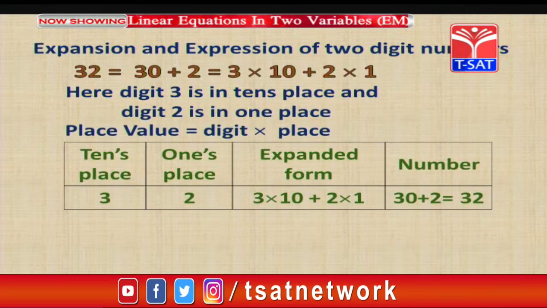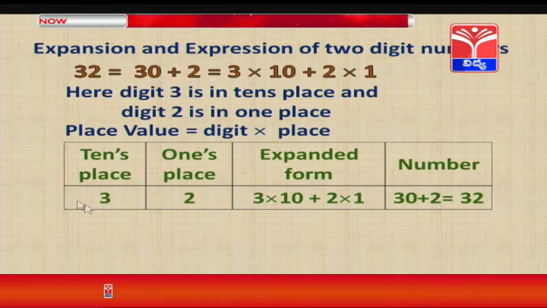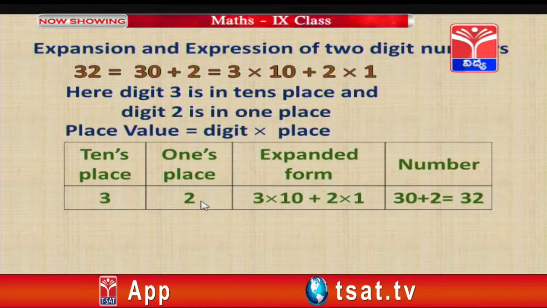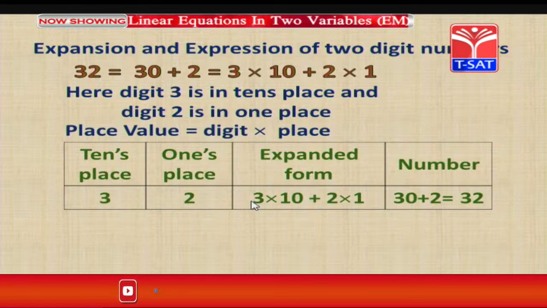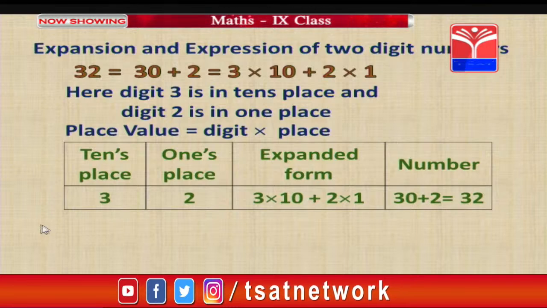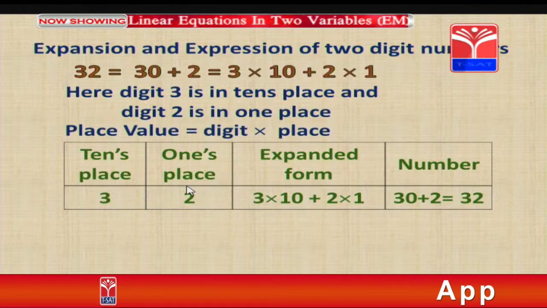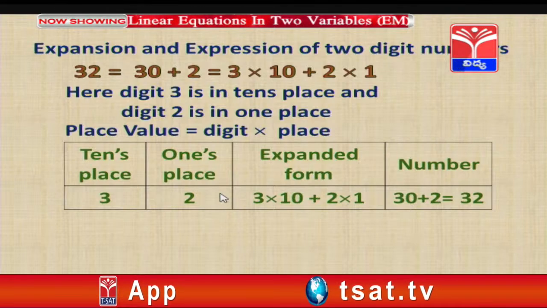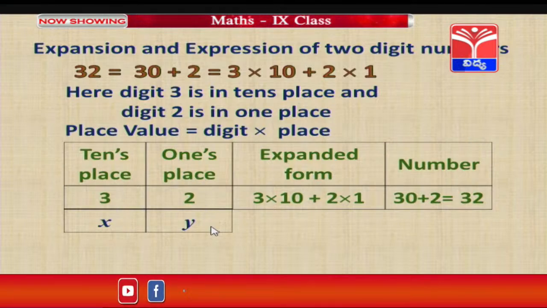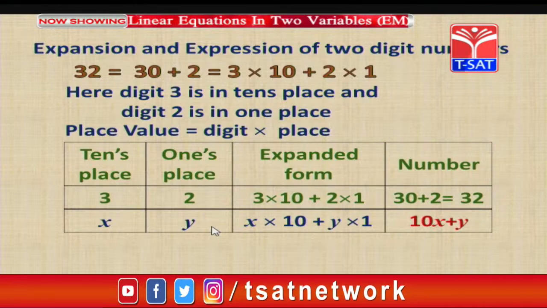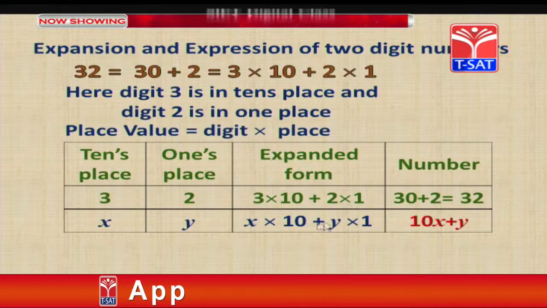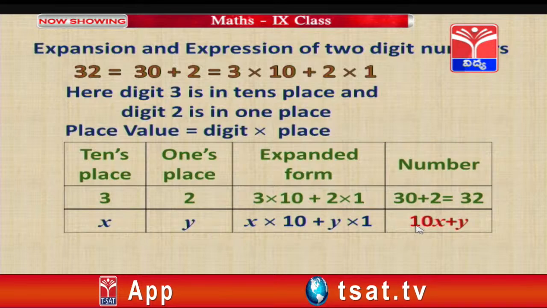Now, let us see here. This is the tabular form. Tens place, what you have? 3. In ones place, what you have? 2, that means units place. So, expanded form 3 into 10 plus 2 into 1. What is the number here? 30 plus 2, how much is it? 32. Suppose in place of this 3, if I have x and in place of 2 if I have y, what happens? Now, please see, in tens place you have x, in ones place you have y, then my expanded form is like this. It becomes x into 10 plus y into 1, that means 10 into x becomes 10x, y into 1 becomes y, that means 10x plus y.